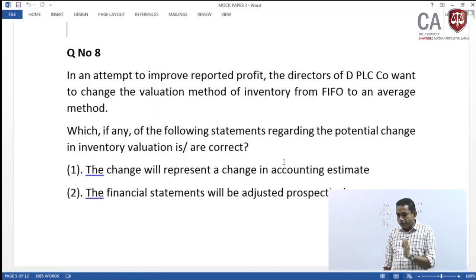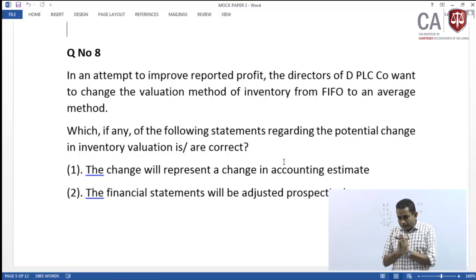We are changing from FIFO to average cost. You should change your accounting method and restate your financial statements to make it look as if it was the average method that has ever been in use in the practice of the entity, not FIFO. So, you should go back to the previous years, start changing your financial statements from the very first year in which the previous method was used, and go on changing them until the current financial year. We call it retrospective application.